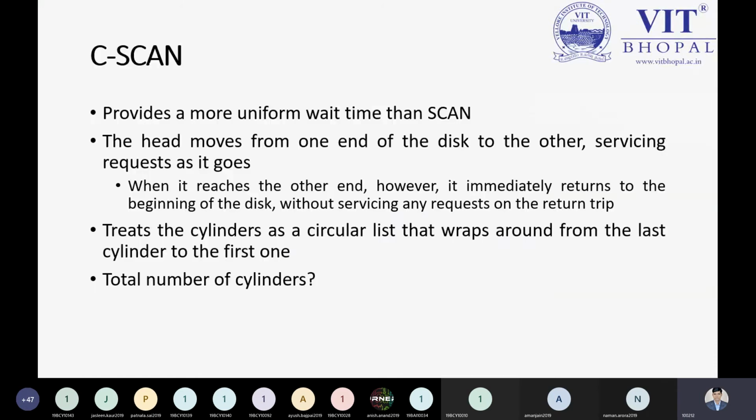Now this is C-SCAN. Any doubt over here? Through the example, theoretically you can read that when it reaches the other end, it immediately returns to the beginning of the disk without serving any request on the return trip. Same thing we have over here. So we need to find the total number of cylinders given. It must be given. If it is not given, then we can't solve this question.